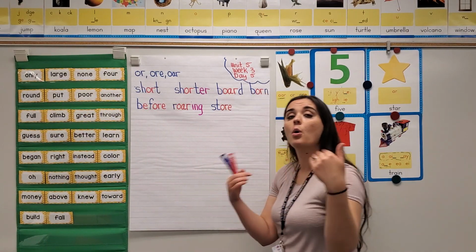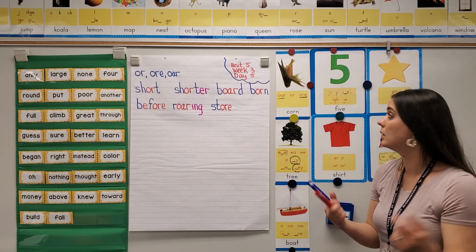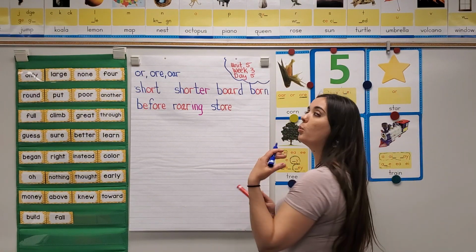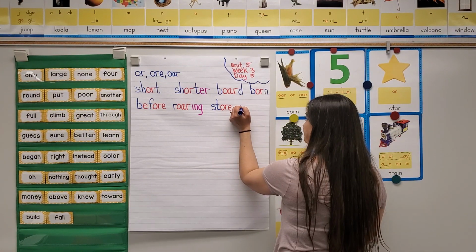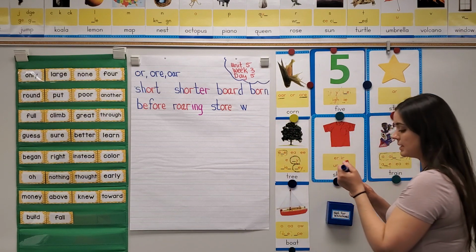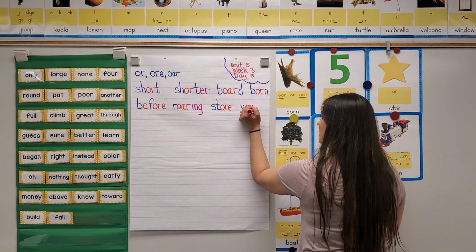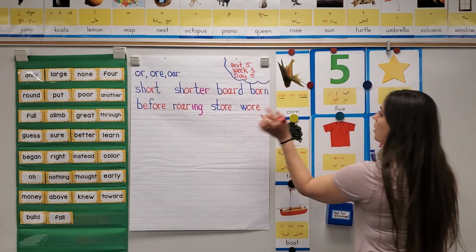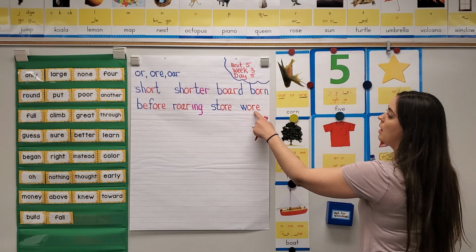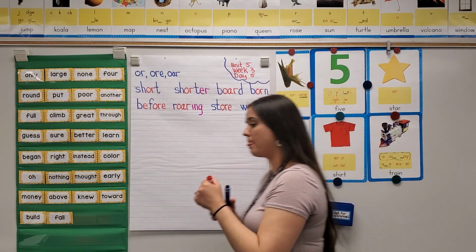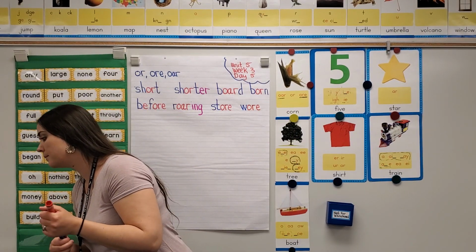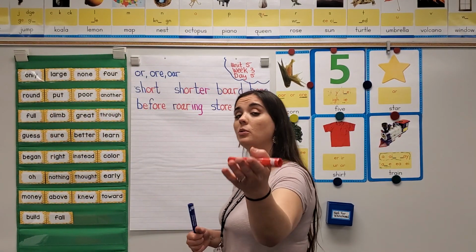Next word, wore. Your turn. Wa or wore. Like she wore that top yesterday. W says wa. And O-R-E, or, wa or wore. Excellent.